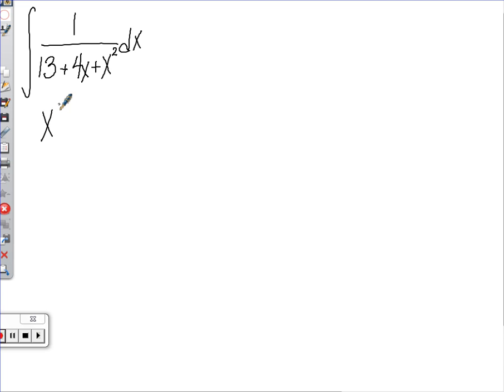x squared plus 4x. And then I'm going to put the 13 over here. Okay. Complete the square is this thing that I always argue in Algebra 1 is totally useless. And then you get to Algebra 2 and it stops being totally useless. No, it really does.